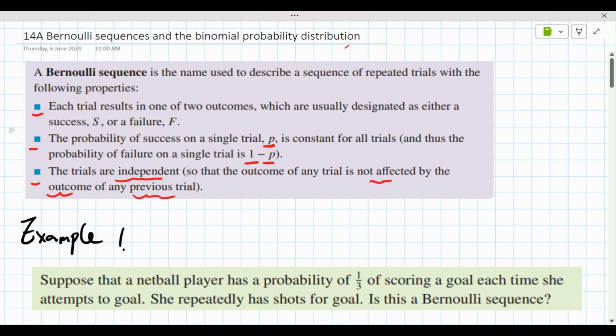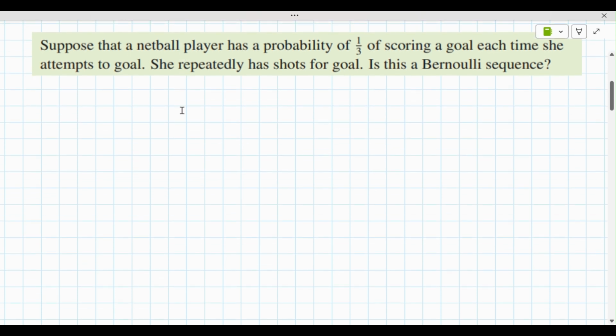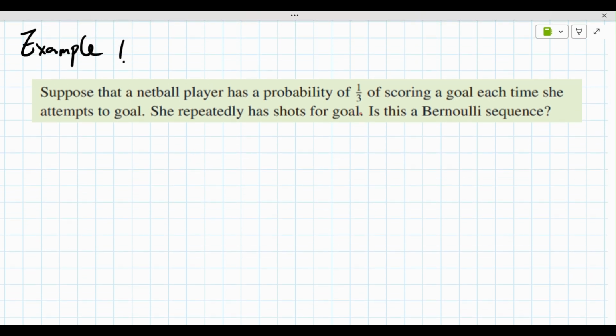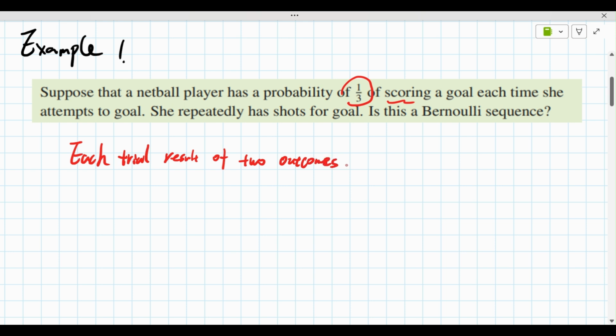As we know this, we can do some questions like this. Suppose a netball player has a probability of 1/3 of scoring a goal each time they attempt a shot at the goal. She repeatedly shoots for the goal. Is that a Bernoulli sequence? First things first, each trial results in one of two outcomes, either goal or miss the shot.